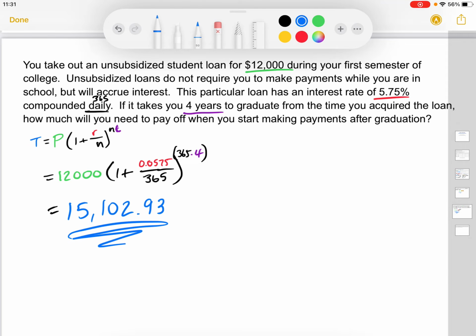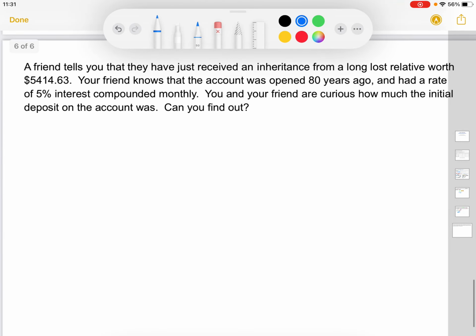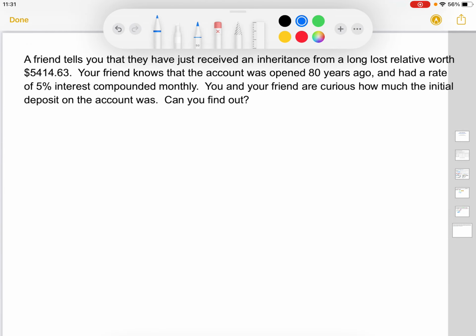All right, one more question, and this one's asking a little bit different type of question here. A friend tells you that they have just received an inheritance from a long-lost relative, and the inheritance itself is worth $5,414.63. Your friend knows that the account was opened 80 years ago and had a rate of 5% interest compounded monthly. You and your friend are curious how much the initial deposit on the account was.